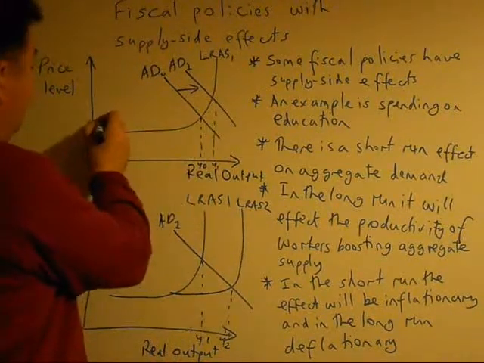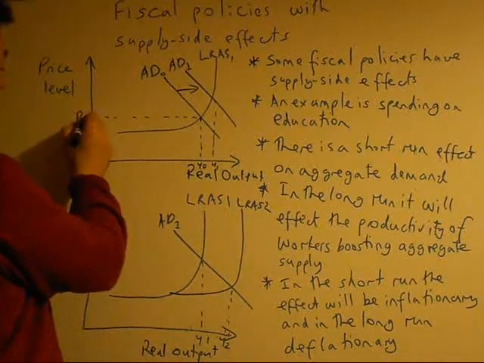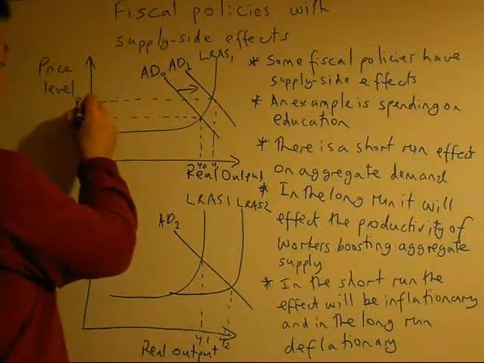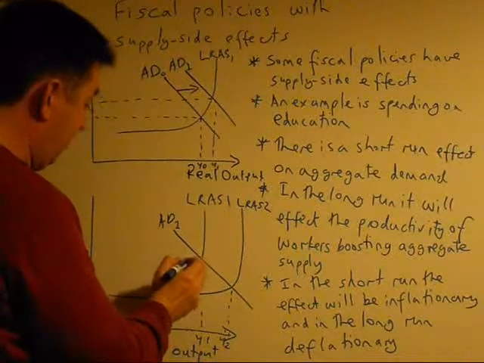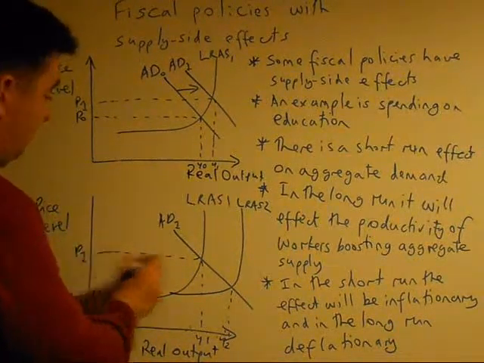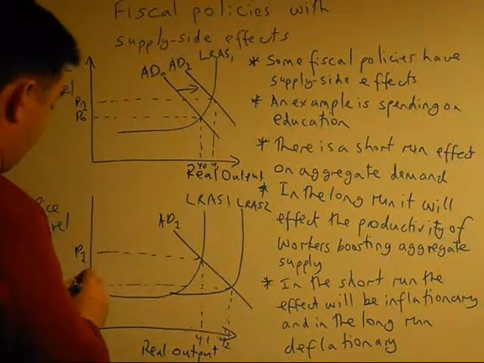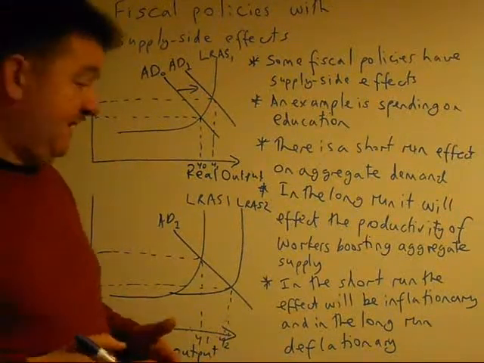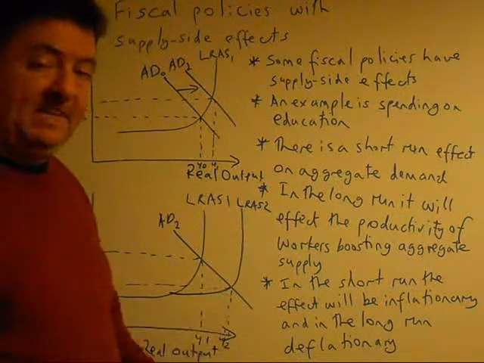In the first case, prices will rise as the price goes from P0 up to P1. However, in the long run, prices will fall as prices go from P1 down to P2. So, in the short run, the effect will be inflationary, and in the long run, it will be deflationary.